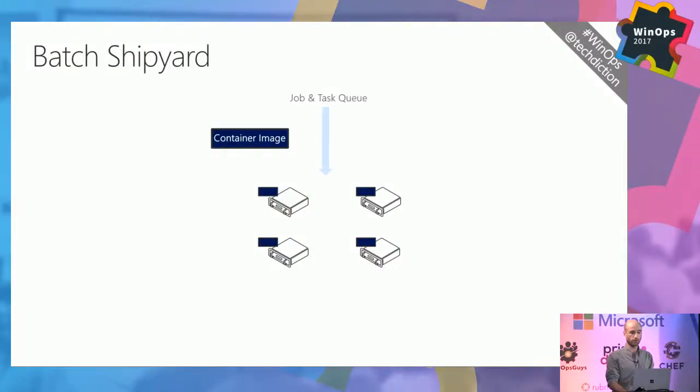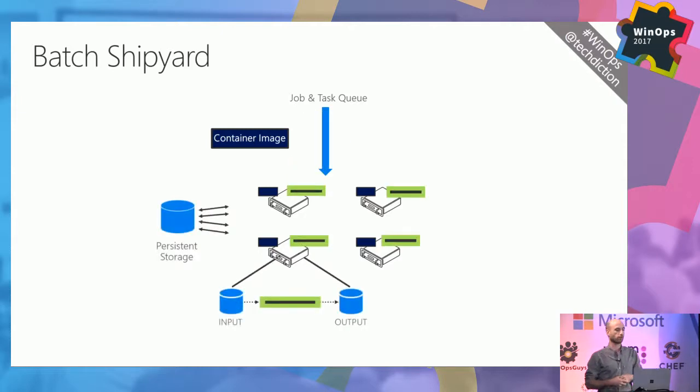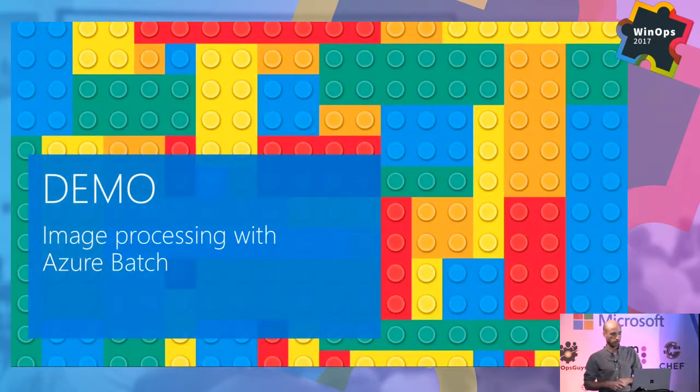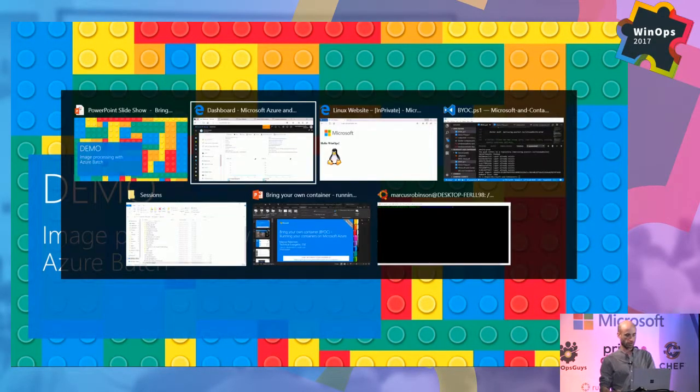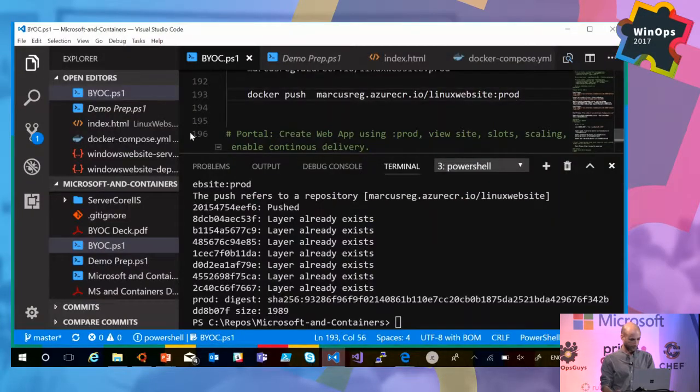Okay, so I think the best way, I'll show you this graphic and then I'll do a quick demo. So we have our container image, and Batch Shipyard deploys that to each of the VMs. We create a job, create a task queue. Those are then allocated out. The processing happens. It grabs data from an input storage location, could be a file share, on-prem, could be Azure Files, and passes it to the output directory. So I'm going to show you a quick image processing demo with Azure Batch.